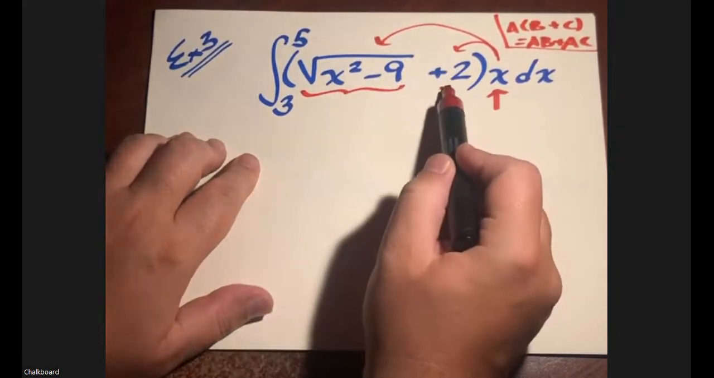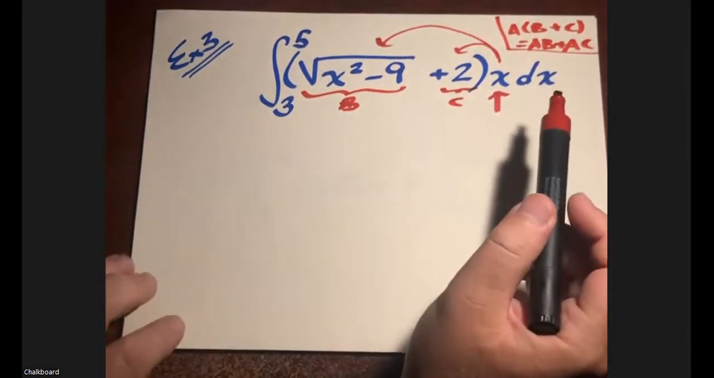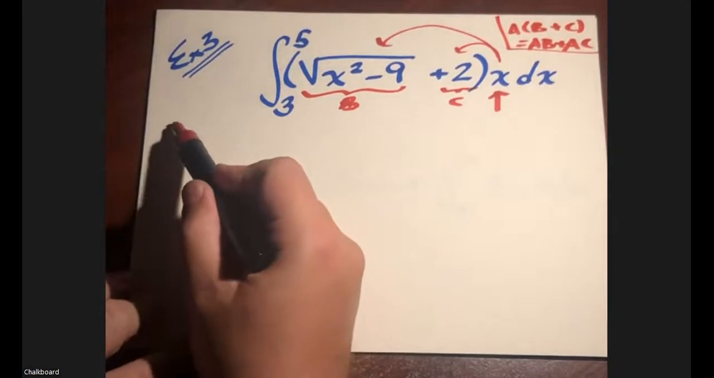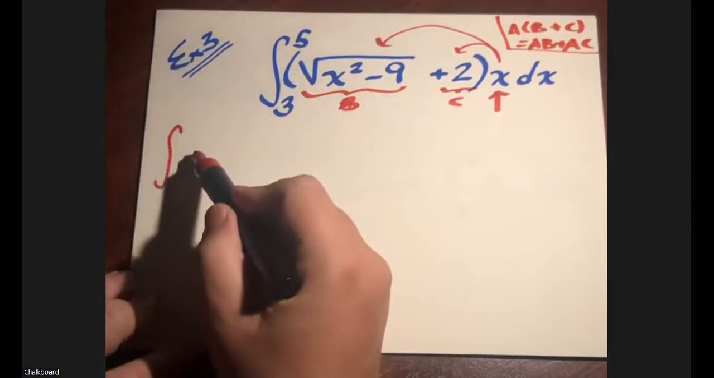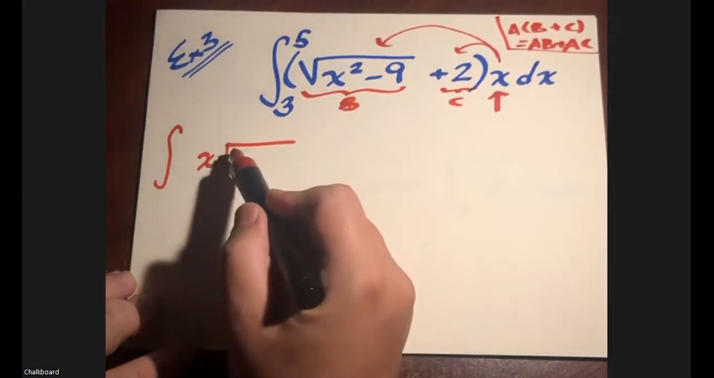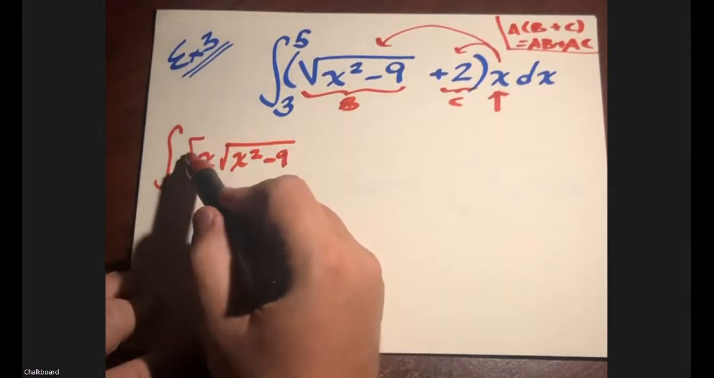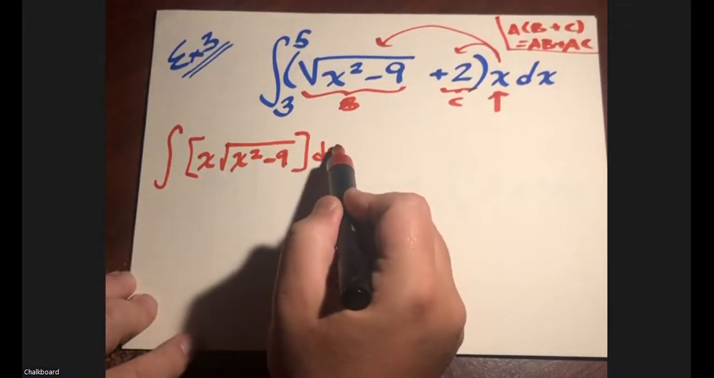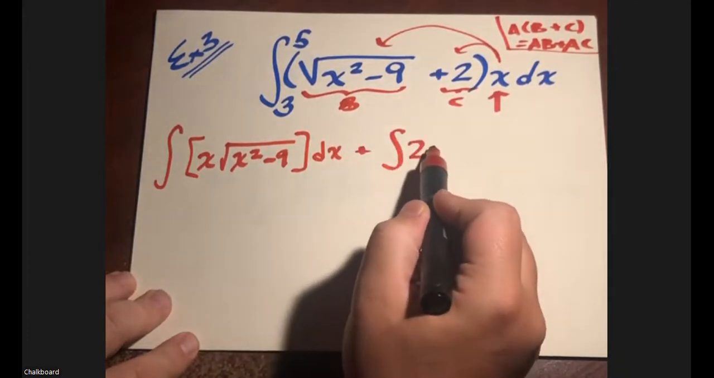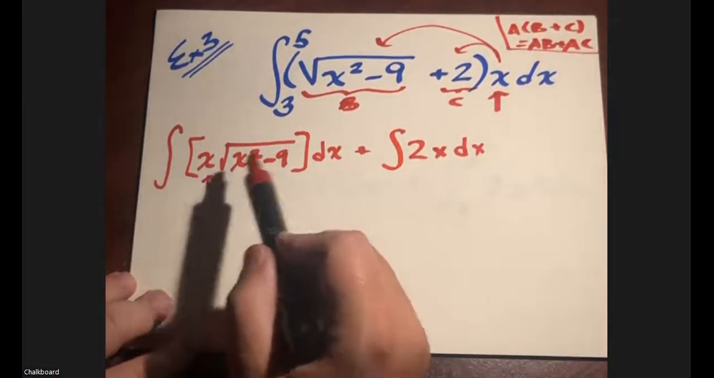This is the first and this is the second. It's as if this was b and this was c. So if you did it that way, and we're going to ignore the limits for a minute, it would now suddenly look like this. x times the root of x squared minus 9 dx plus 2x dx. In other words, the x was given here and here.